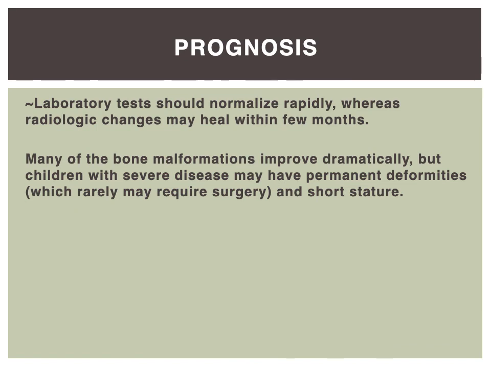Prognosis of nutritional rickets. With appropriate therapy, the laboratory test results usually normalize rapidly. However, X-ray findings usually take a long time to normalize. Many of the bone malformations will improve dramatically. However, some children with severe disease will have permanent deformity and some of them will end up with short stature.